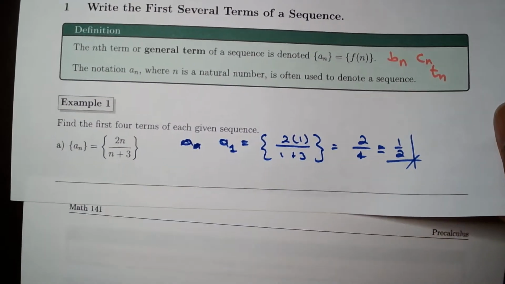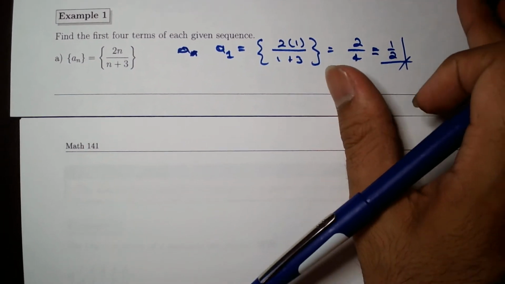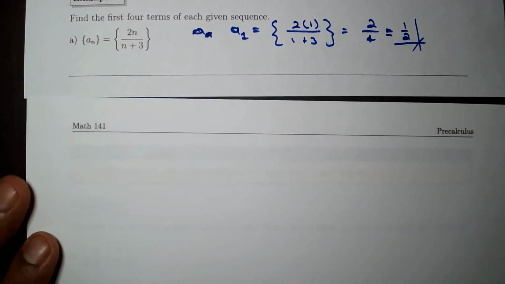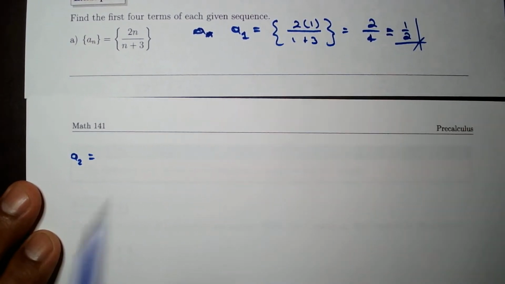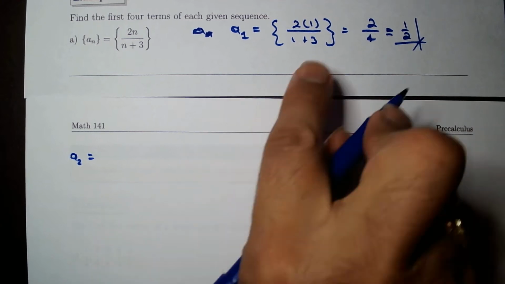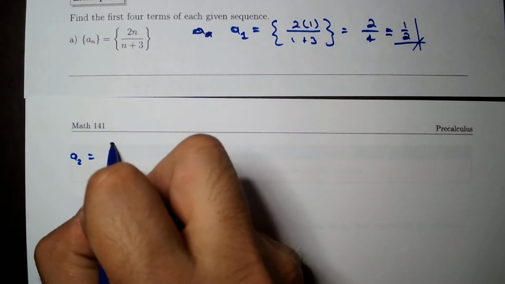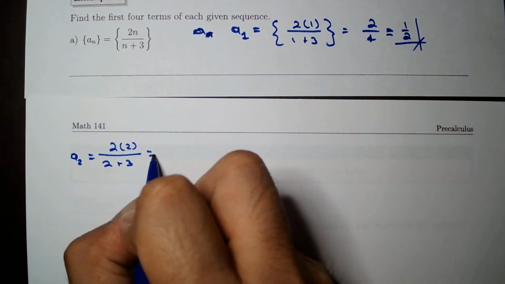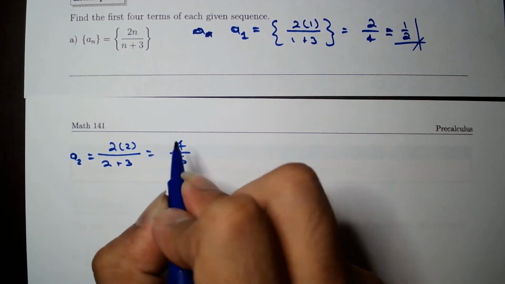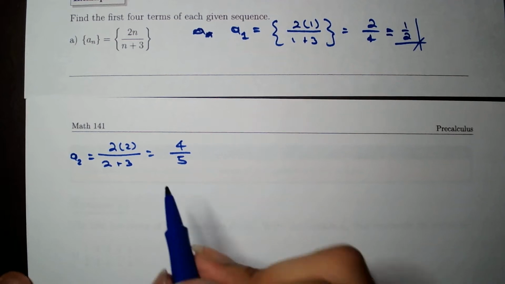Let's keep moving on the next page to find the next term. That's a sub 2. I'm going to skip the curly braces and just go with the expression. So 2 times 2 over 2 plus 3. That's 4 over 5. This one cannot be simplified any further. We're done.